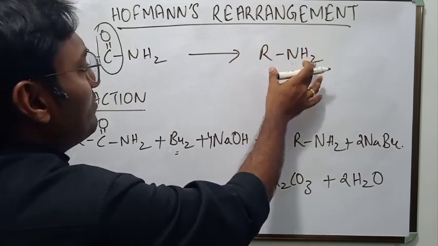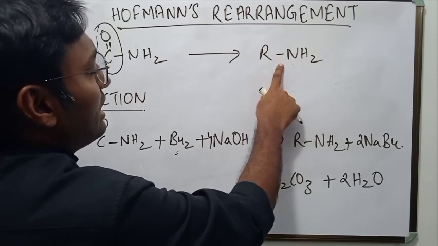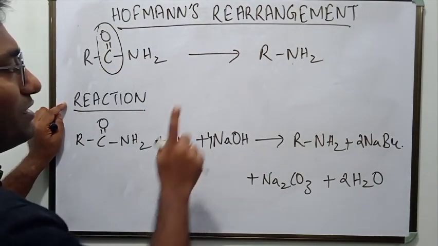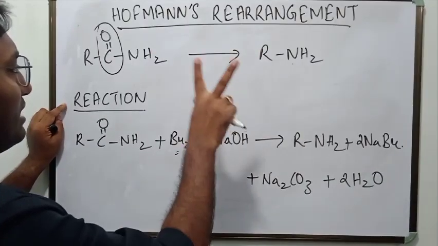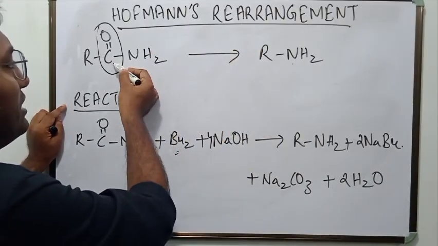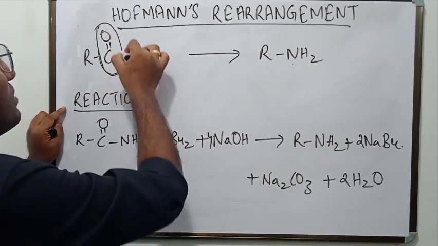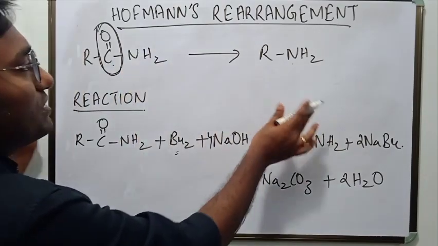Now, there are two things to be noted here. First, there is one carbon atom less in the product than that of the reactant. And number second is, it only involves the removal of the carbonyl group, nothing else. This group is removed, nothing else.